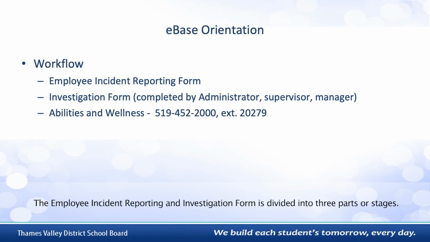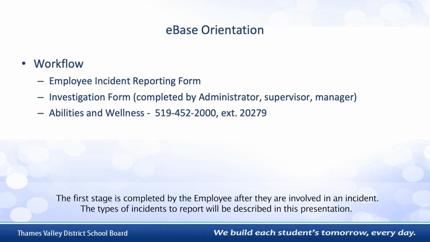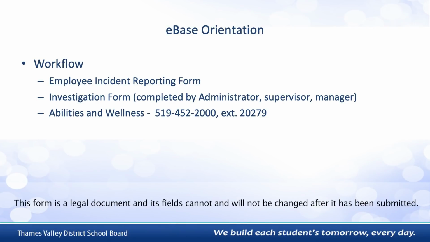The Employee Incident Reporting and Investigation form is divided into 3 parts or stages. The first stage is completed by the employee after they are involved in an incident. The types of incidents to report will be described in this presentation. The form is a legal document and its fields cannot and will not be changed after it has been submitted.